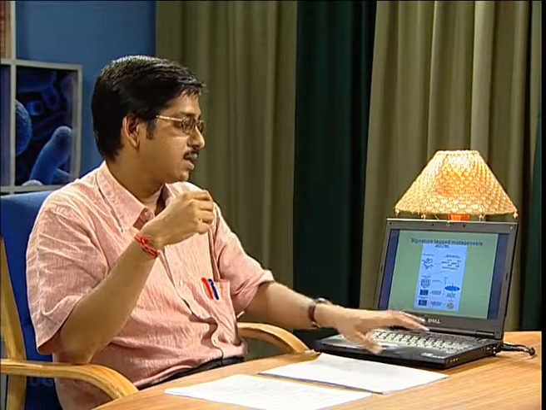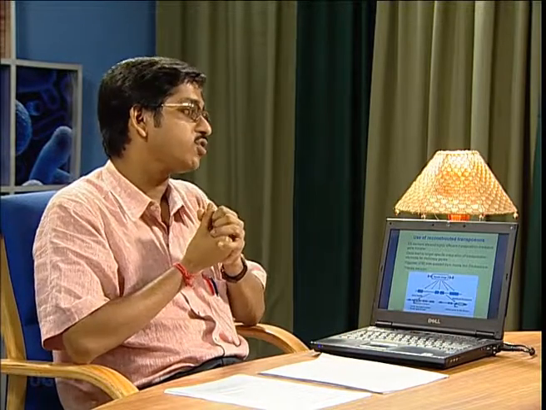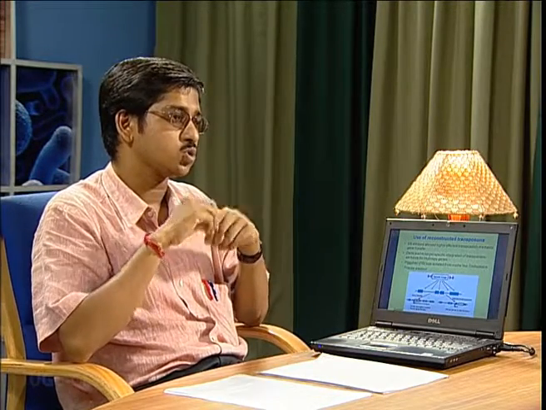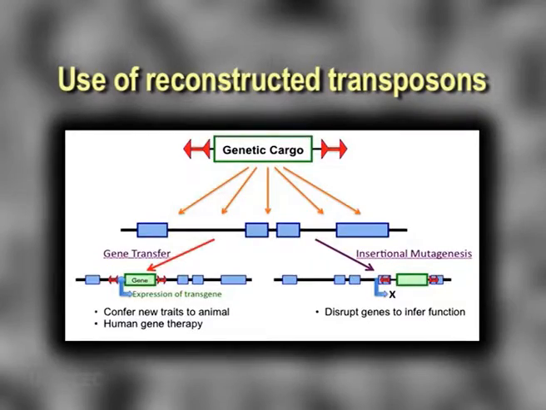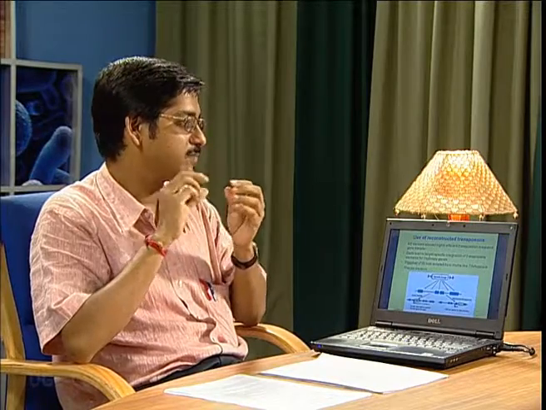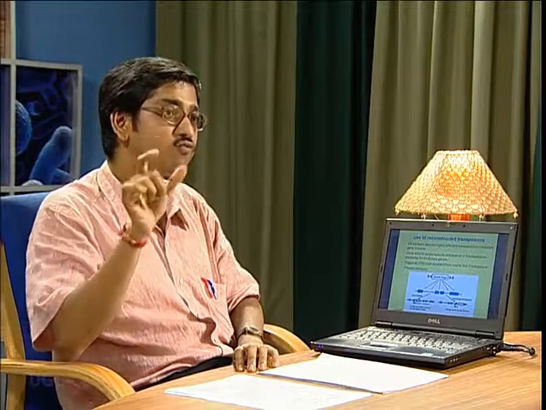Now coming to another important aspect, which is the use of reconstituted transposons. The importance of reconstituted transposons is they are derived from certain inactive transposon systems. However, the bases have been changed so that now they are active transposons. For example, the SB elements, which are better known as Sleeping Beauty elements, are inactive, that's why the name Sleeping Beauty. They can be tweaked around so that now they can move from one place to another.